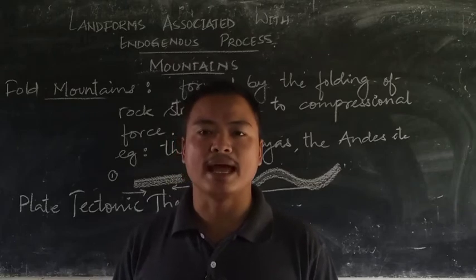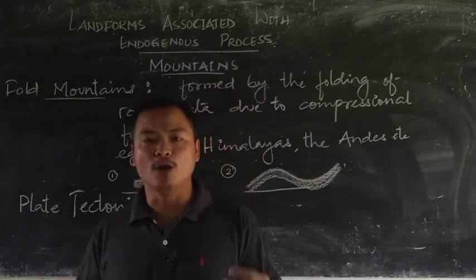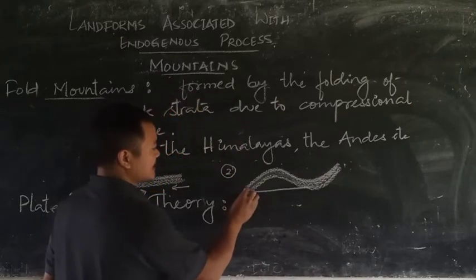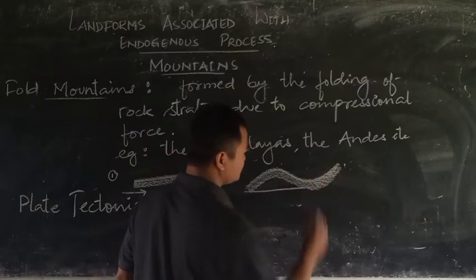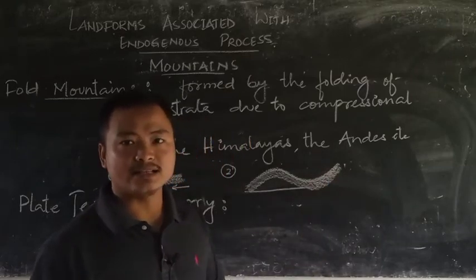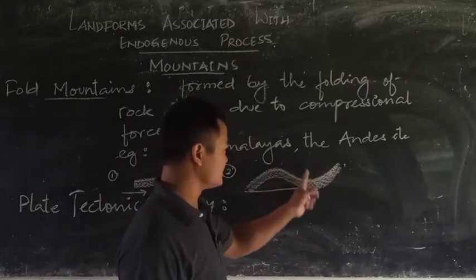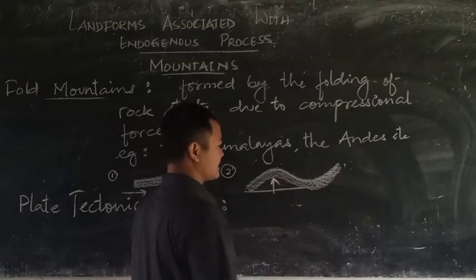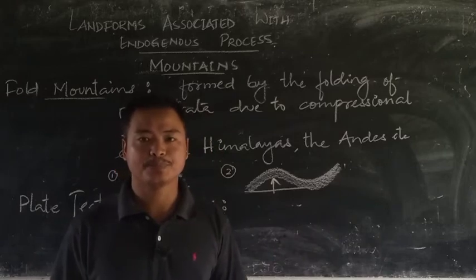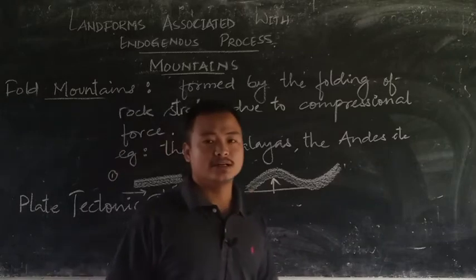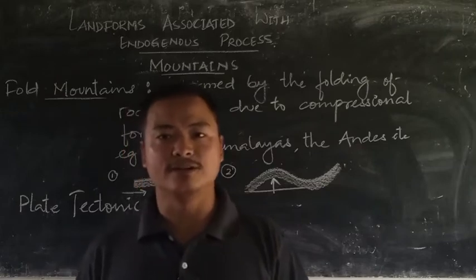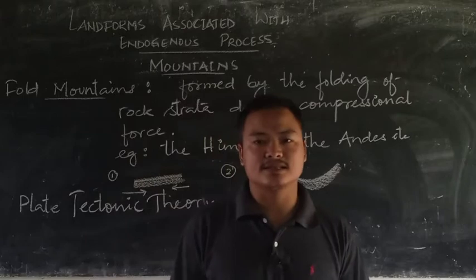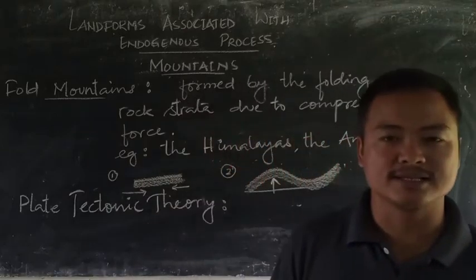With the forces applied, the blocks of Earth's crust tend to fold and result in the formation of a trough, which is known as a depression, and the other, the anticline, which is the upfold. So this folded structure results in the formation of mountains. But the formation of fold mountains can also be discussed at different stages.